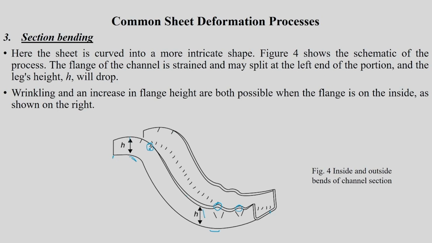So you have to be a little bit careful with this type of defects. Wrinkling and an increase in flange height are possible on the right hand side. So here fracture is possible, here wrinkling is possible. Because of that, your height of deformation here and here are going to be slightly different. So one has to be careful when you deform this kind of intricate shapes using bending.